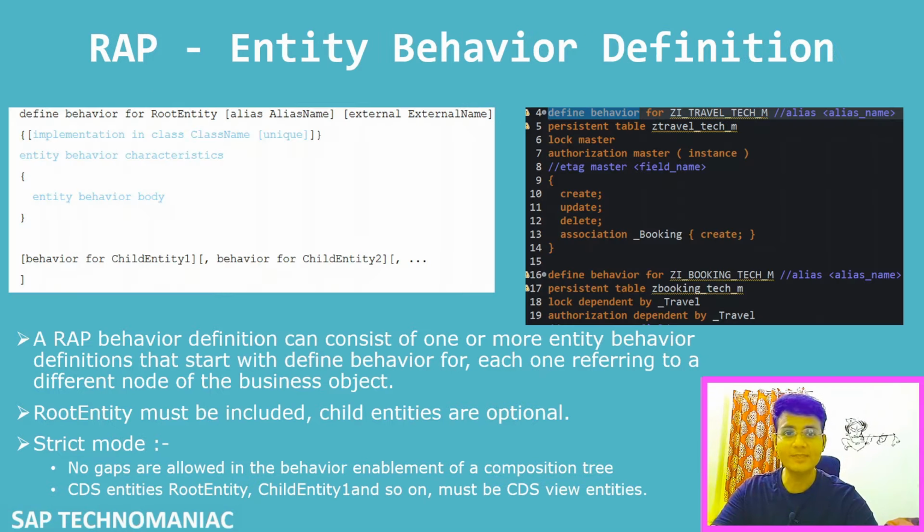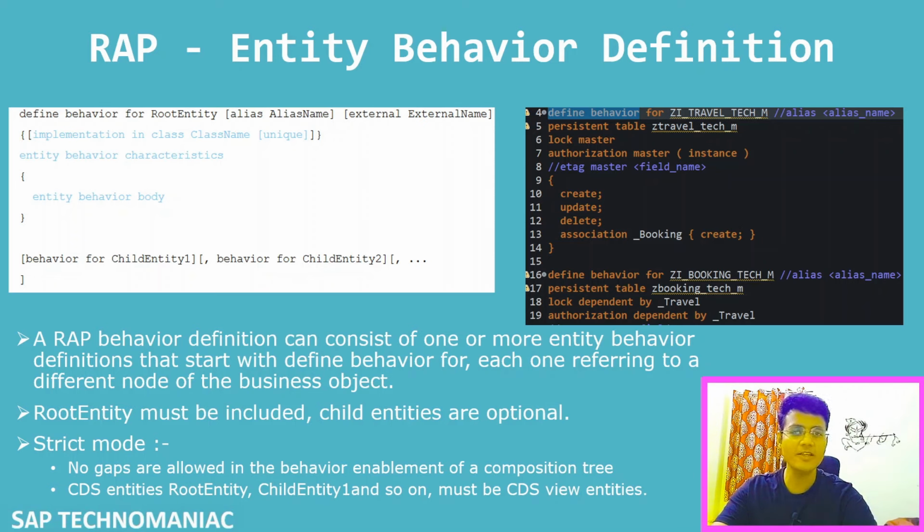The fourth line of our behavior definition is the define behavior for the root entity. We can define the behavior for the child entities also. As I told you, one business object has the model, then the behavior. The behavior we define in the behavior definition language, and this is our behavior definition document, and we have to write the code in the behavior definition language.